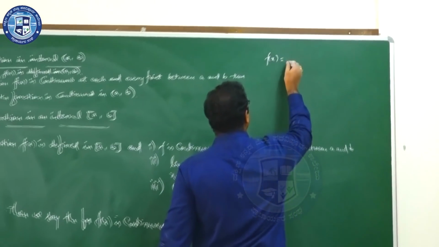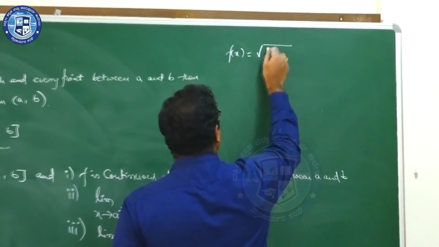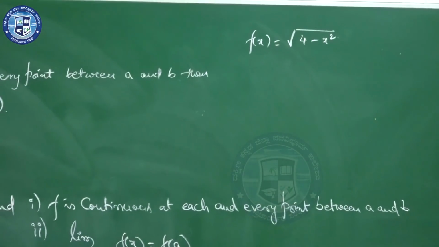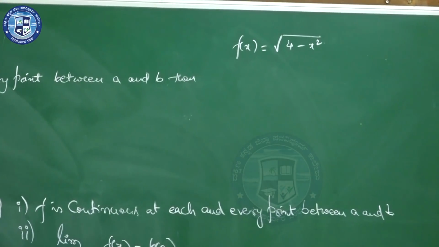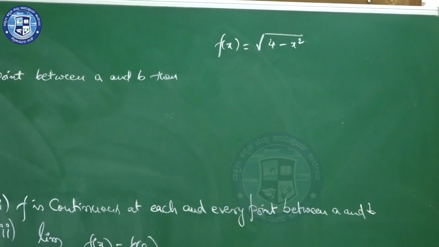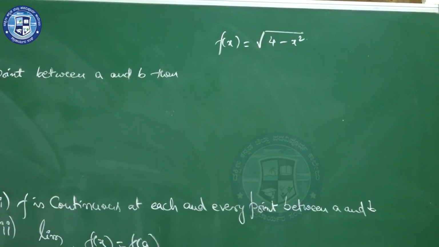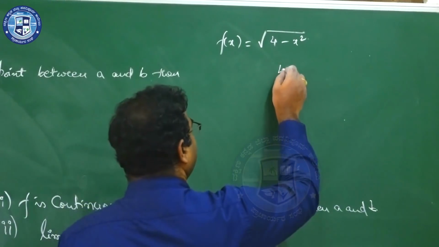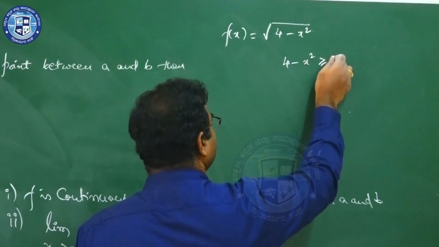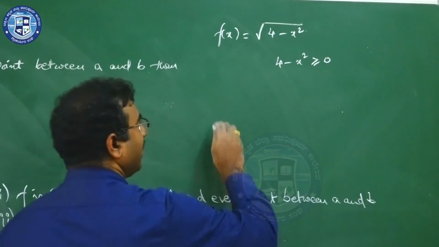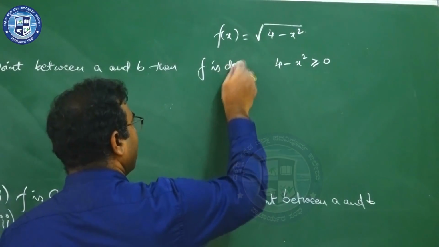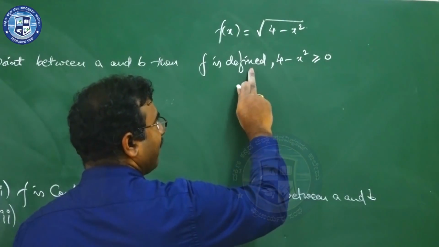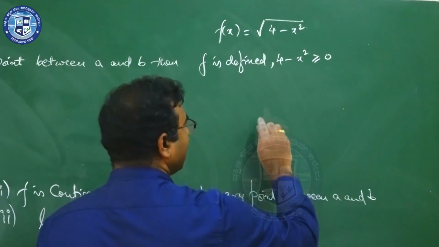Take one function, f(x) is equal to square root of 4 minus x square. What is its domain? Domain means for what values of x the function is defined. If I take 4 minus x square greater than or equal to 0, then only this function is defined. That is, f is defined when 4 minus x square is greater than or equal to 0.